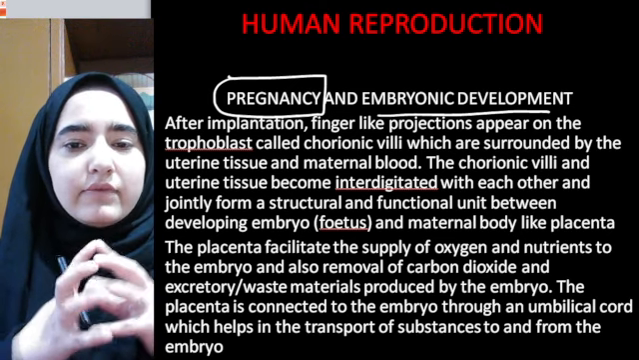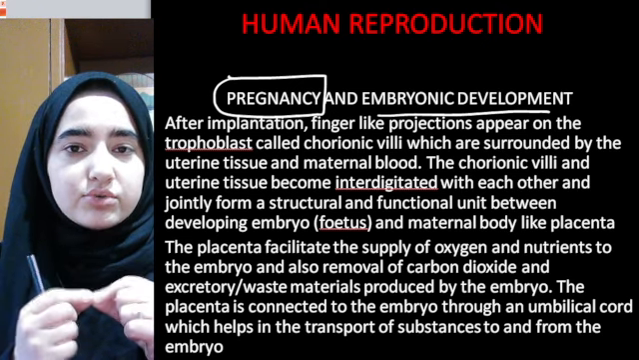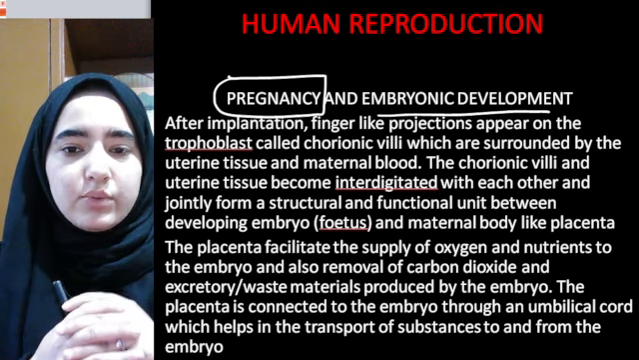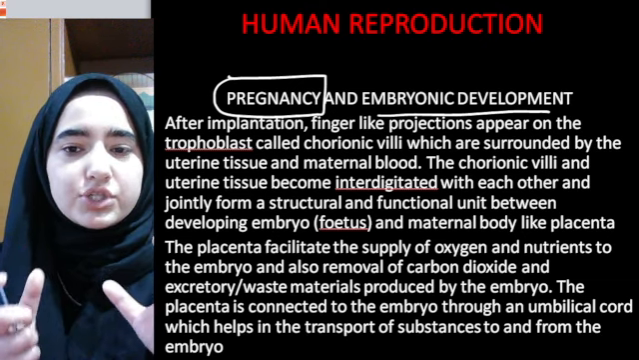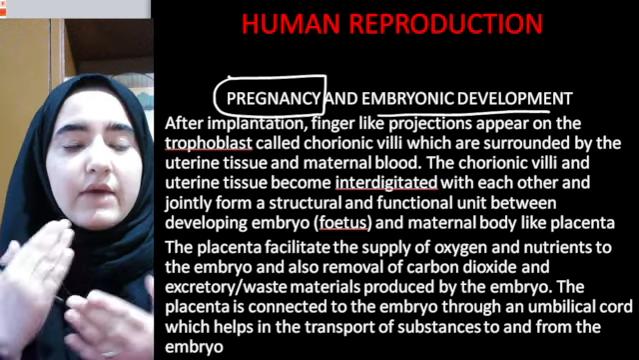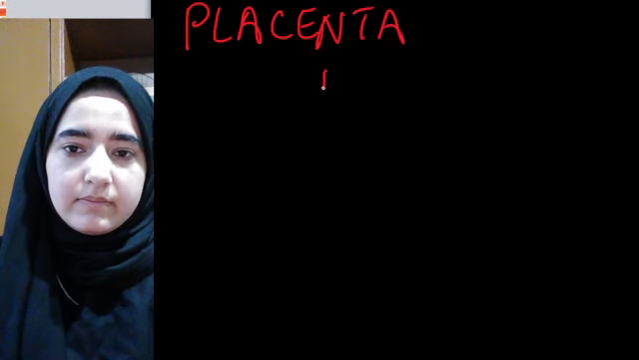Now, chorionic villi and uterine tissue become interdigitated with each other, and jointly form a structural and functional unit between the developing embryo and the maternal body, which is known as placenta. I'll write it down here. Placenta.